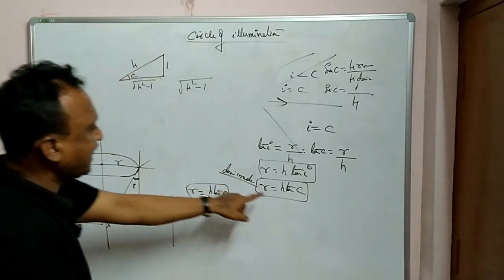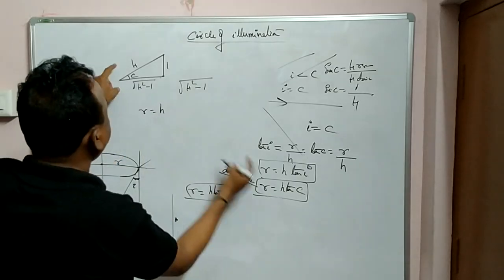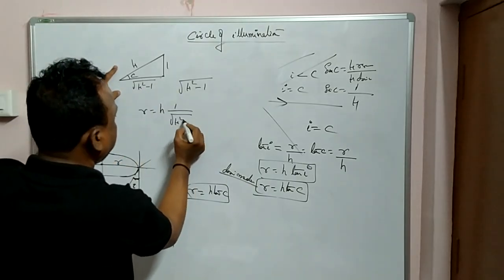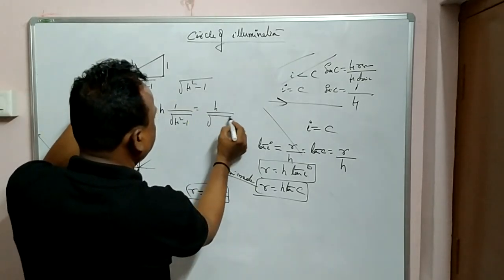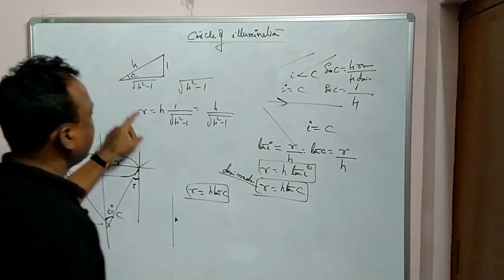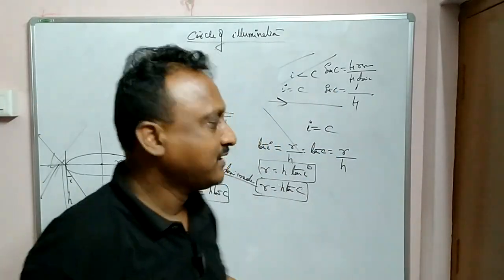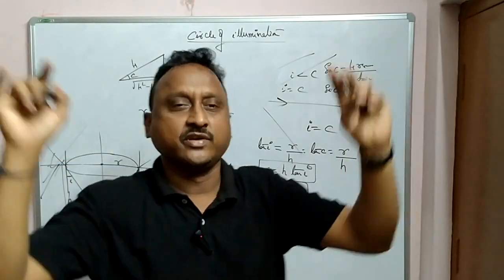So from this I can get tan C. So R is equal to H into tan C, which is opposite by adjacent, that is 1 by root over mu square minus 1, so R equals H by root over mu square minus 1. This is the radius of the illumination cone. And from that, how much area is illuminated? The circle of illumination, you can calculate.